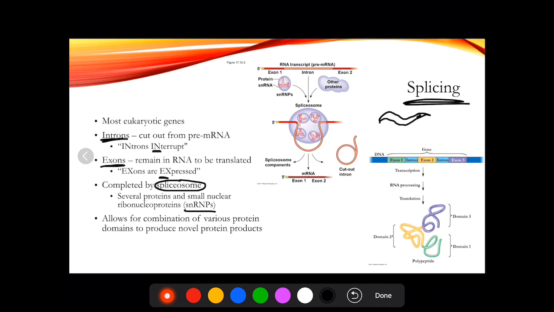So, splice this up in a whole bunch of different ways. I almost think of it like Lincoln Logs or Legos. Depending on how you splice stuff together, you can make a lot of really cool different genes that have proteins that do all kinds of different things that you wouldn't have otherwise expected.